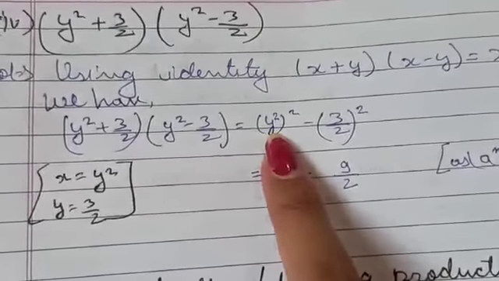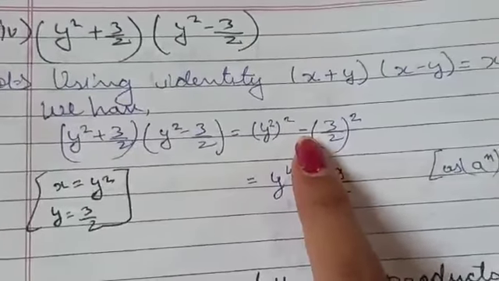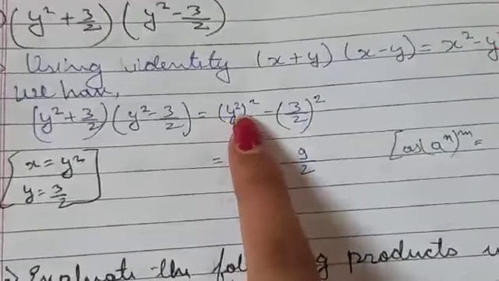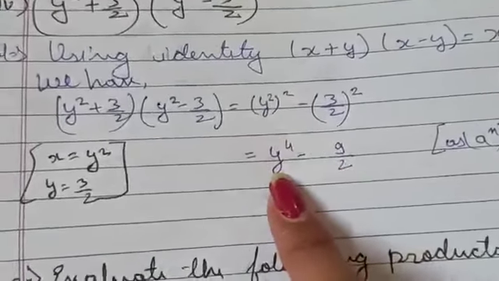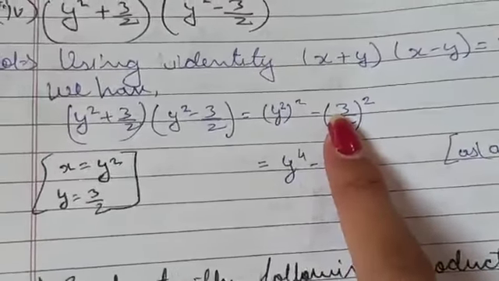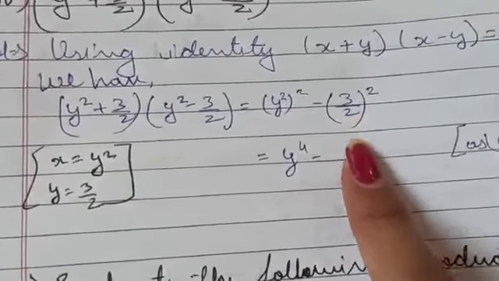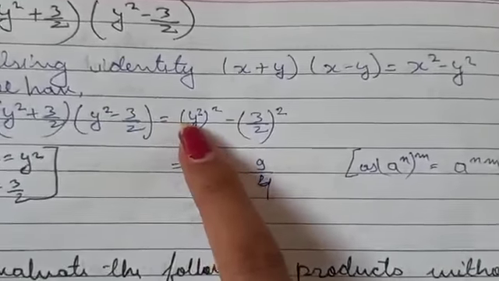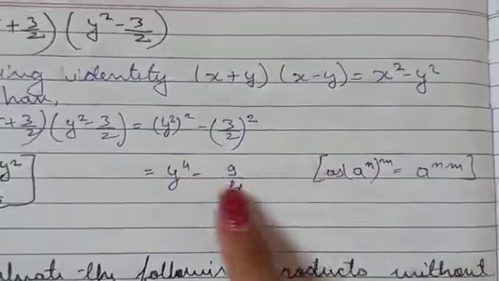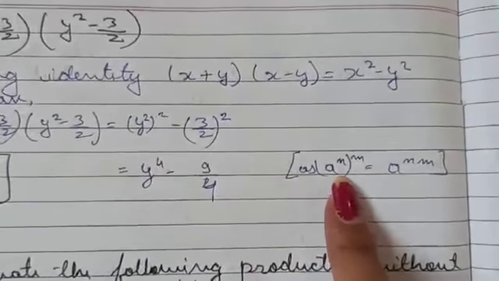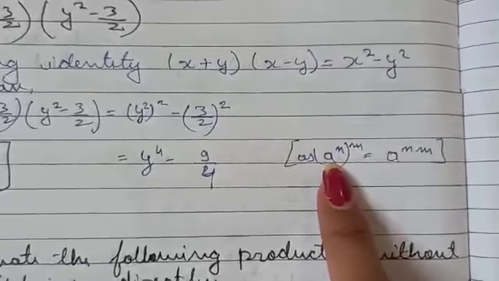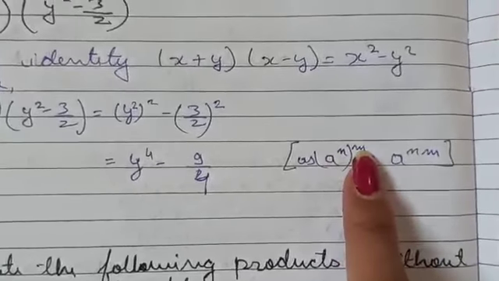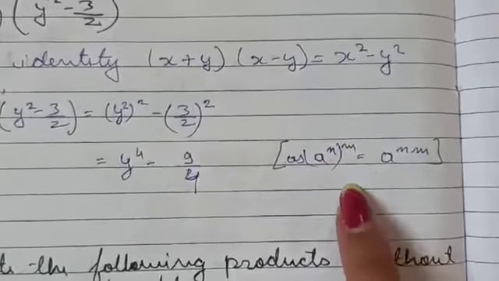So x square is y square to the power 2, and minus 3 by 2 to the power 2. So y square to the power 2 is y to the power 4, minus the square of 3, which is 9, and the square of 2, which is 4. Here I had written 2, but this y to the power 2 whole to the power 2 is y to the power 4, because in chapter number 1 we studied the laws of exponents. If we have a number or variable to the power n whole to the power m, then the powers get multiplied.